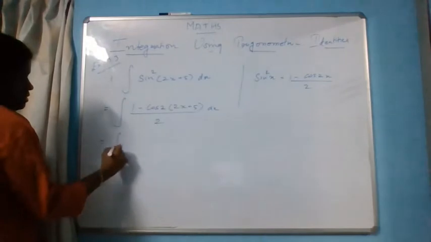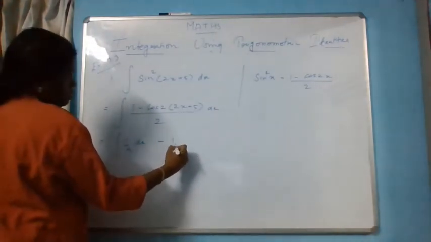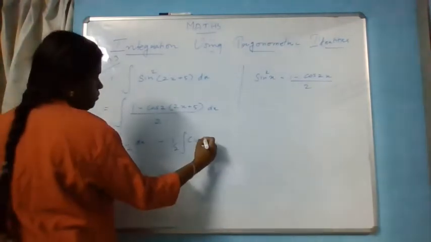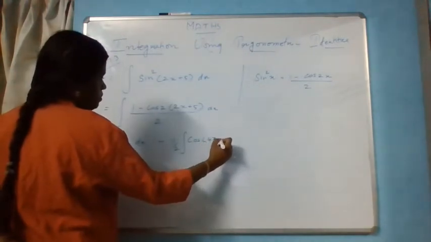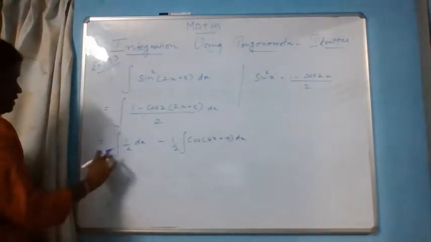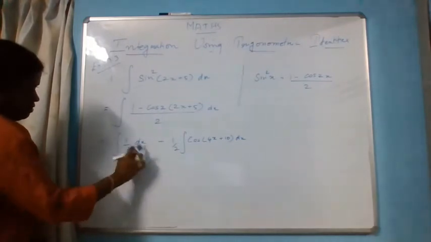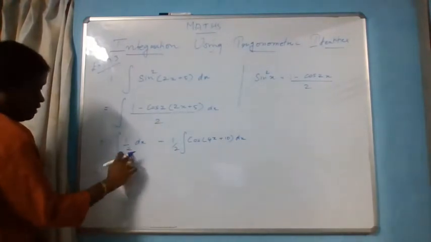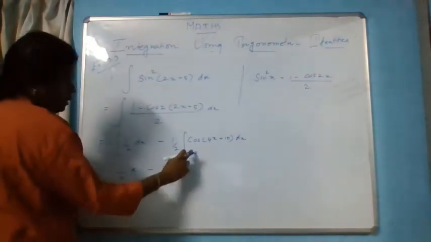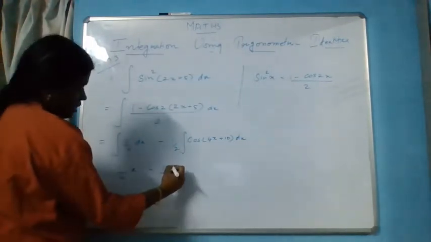So this can be rewritten as 1 by 2 into dx minus 1 by 2 into cos of, you multiply the argument, cos of (4x plus 10) into dx. So this is a simpler form with which you can integrate, using the formulas you know. So 1 by 2 will stay as the constant, and integral dx is nothing but what? Integral dx is x. So x minus 1 by 2. Integral cos x is what? Integral sin x is minus cos x, and integral cos x is just sin x.